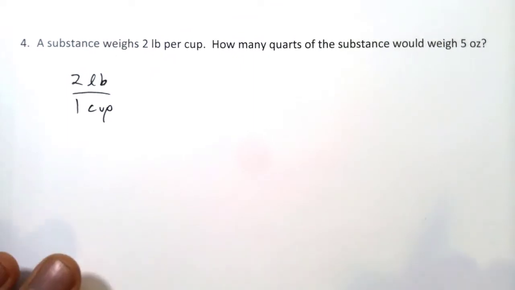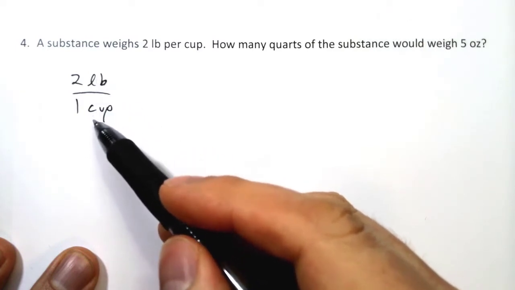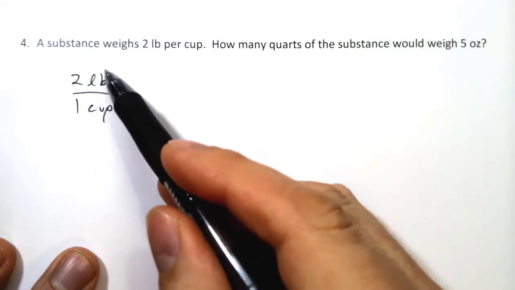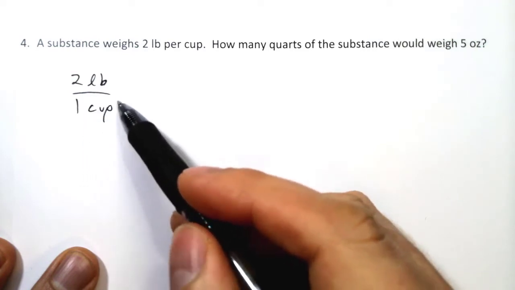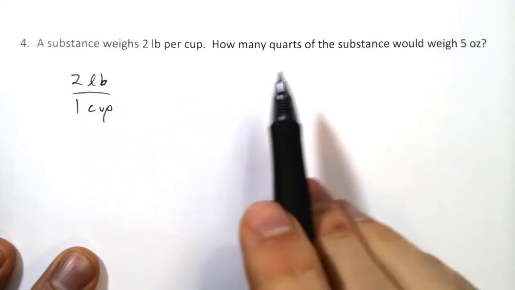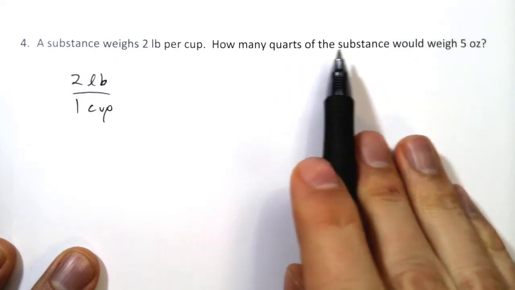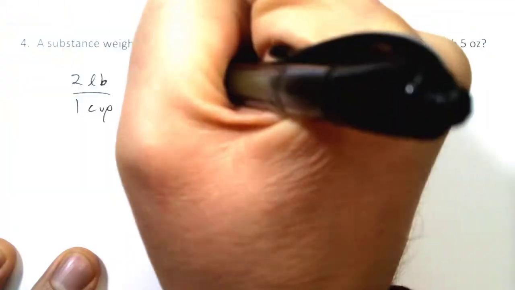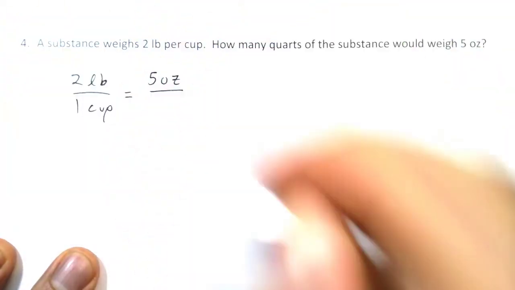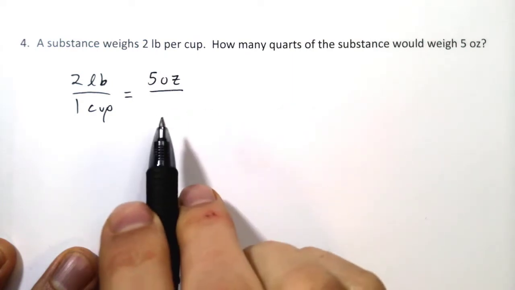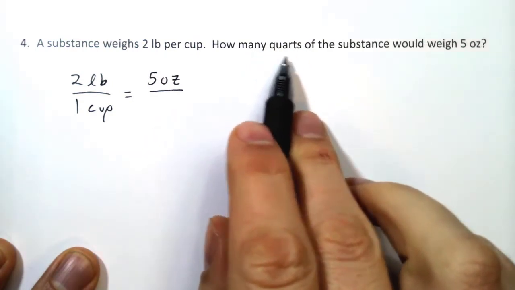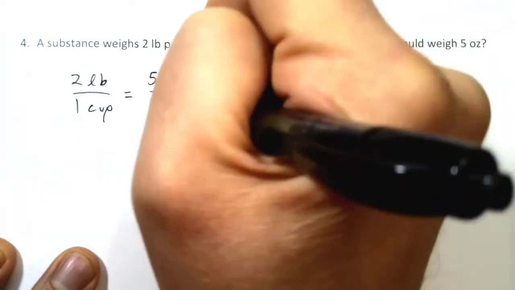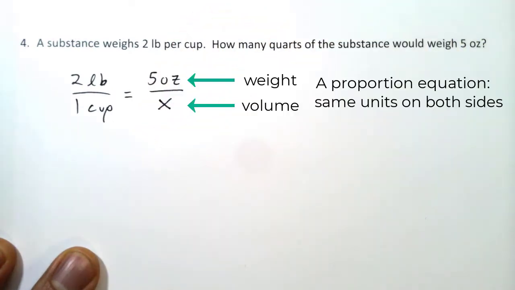So the way I would tackle this problem is by setting up what's called a proportion equation. All right, so I have this ratio here. And notice in the numerator I have a measurement of weight, and in the denominator I have a measurement of volume. All right. Now I want to get another ratio of weight to volume. I'm told that the weight is 5 ounces. So what I'm going to do is I'm going to put 5 ounces up here. And I want to know how many quarts. That's a measurement of volume. So that's an unknown. So I'm going to put x down here. So I want to know what goes here. What's the value of x?